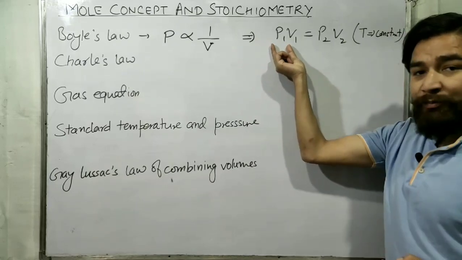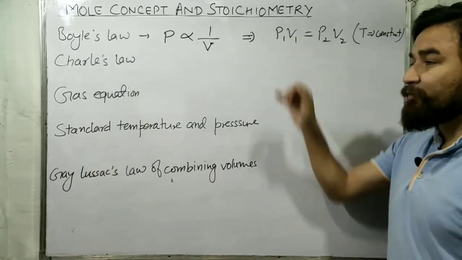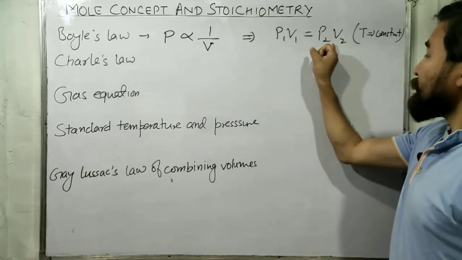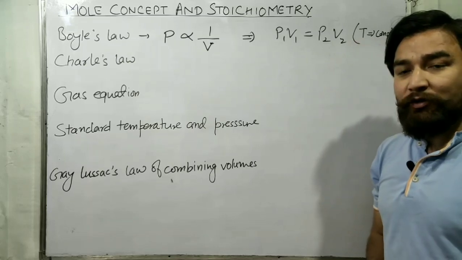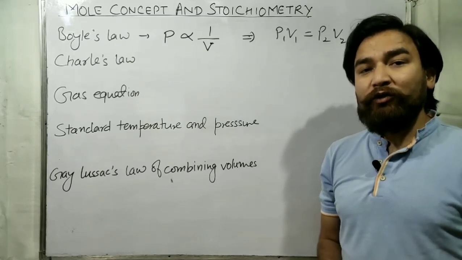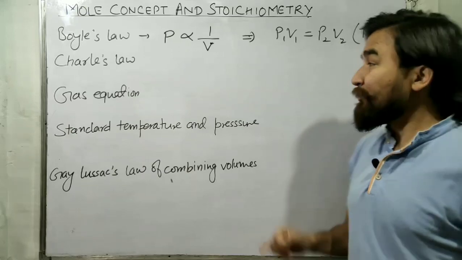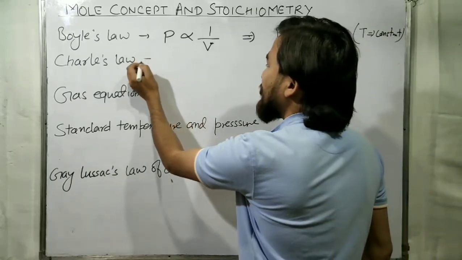So if P1 is the pressure of a given gas in first condition and V1 was its volume, and P2 is the pressure of the gas in second condition and V2 its volume, then the product of pressure and volume will always remain constant if the temperature is kept constant. So the second is Charles' law.